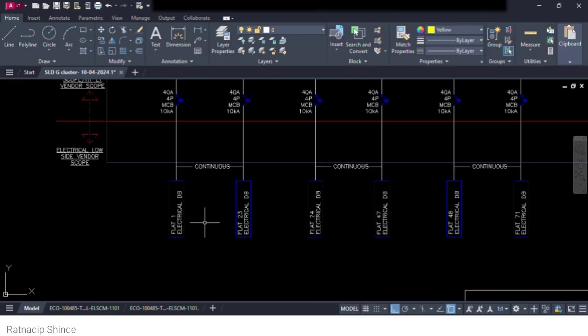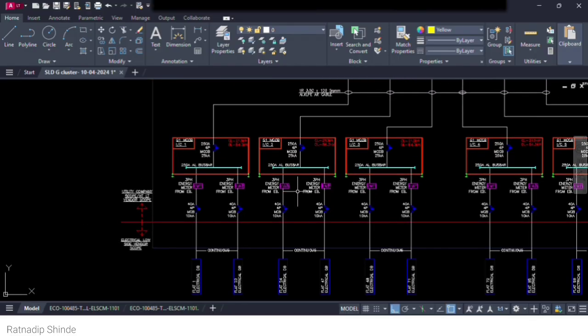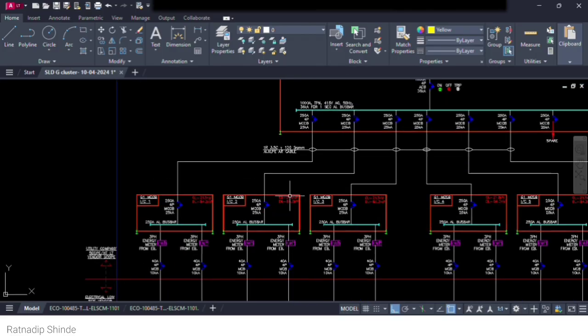So this was the SLD, single line diagram, for the electrical power distribution system of the residential tower.